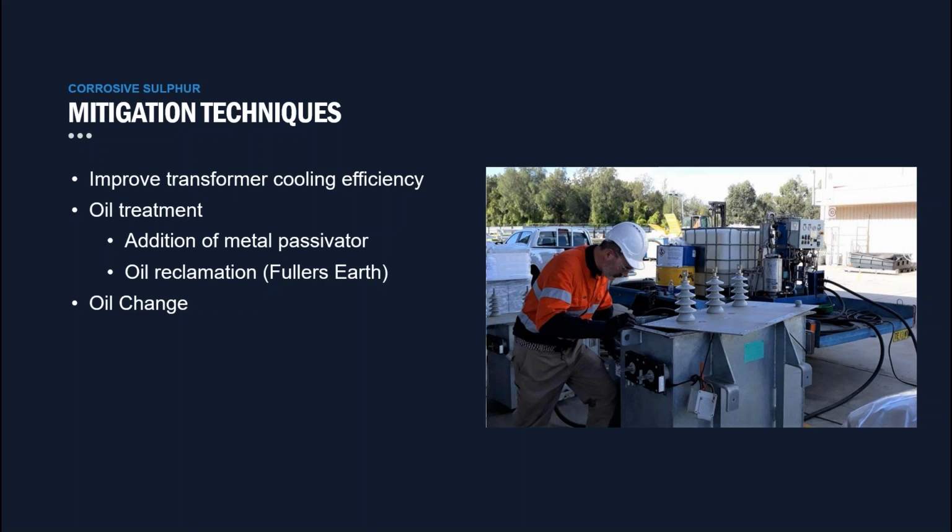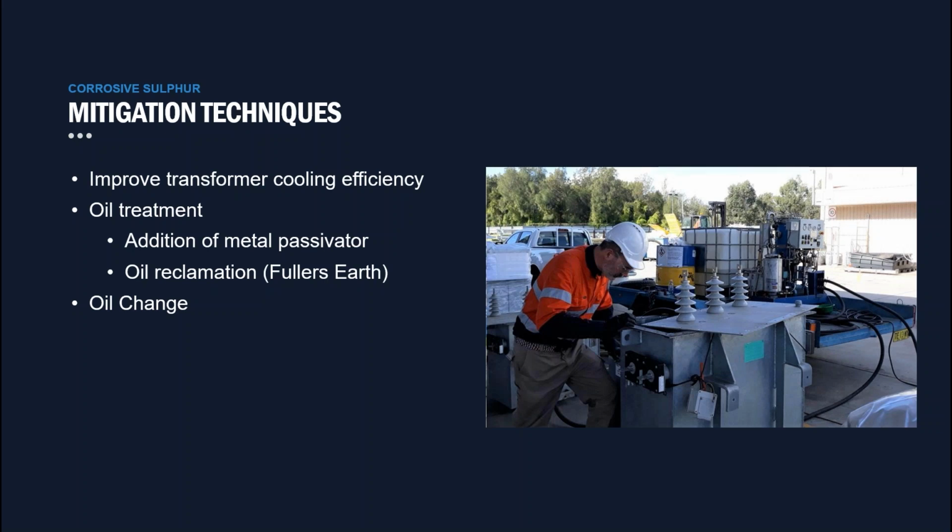Unfortunately, addition of passivator is not able to protect against the corrosion of silver-plated contacts in the tap changer or the transformer. And this particular corrosion is caused by elemental sulfur, another reactive sulfur species. The source of these is thought to be oil reclamation that isn't performed correctly. So after oil reclamation, it's a good idea to check the oil for corrosive sulfur and also DBDS concentration.